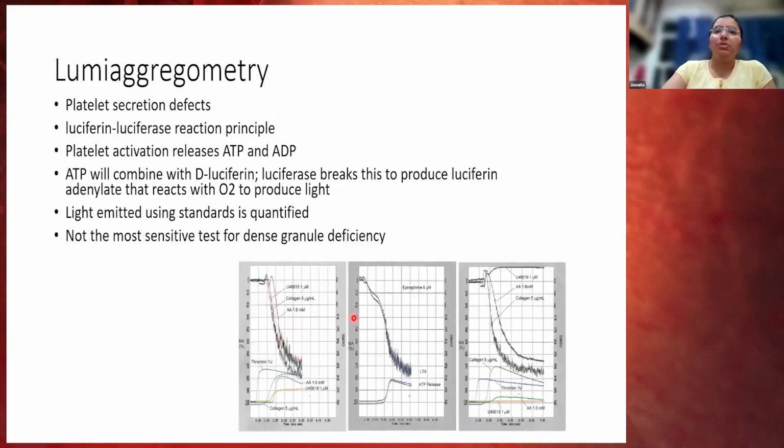So these tracings on the top, they are the aggregation tracings which we've already seen. And simultaneously, you can monitor the amount of light released with each agonist. And here you see that there is a slight delay in the ATP release with epinephrine. And on the curve here, you can see that the ATP release with arachidonic acid and with the thromboxane analog are completely absent.